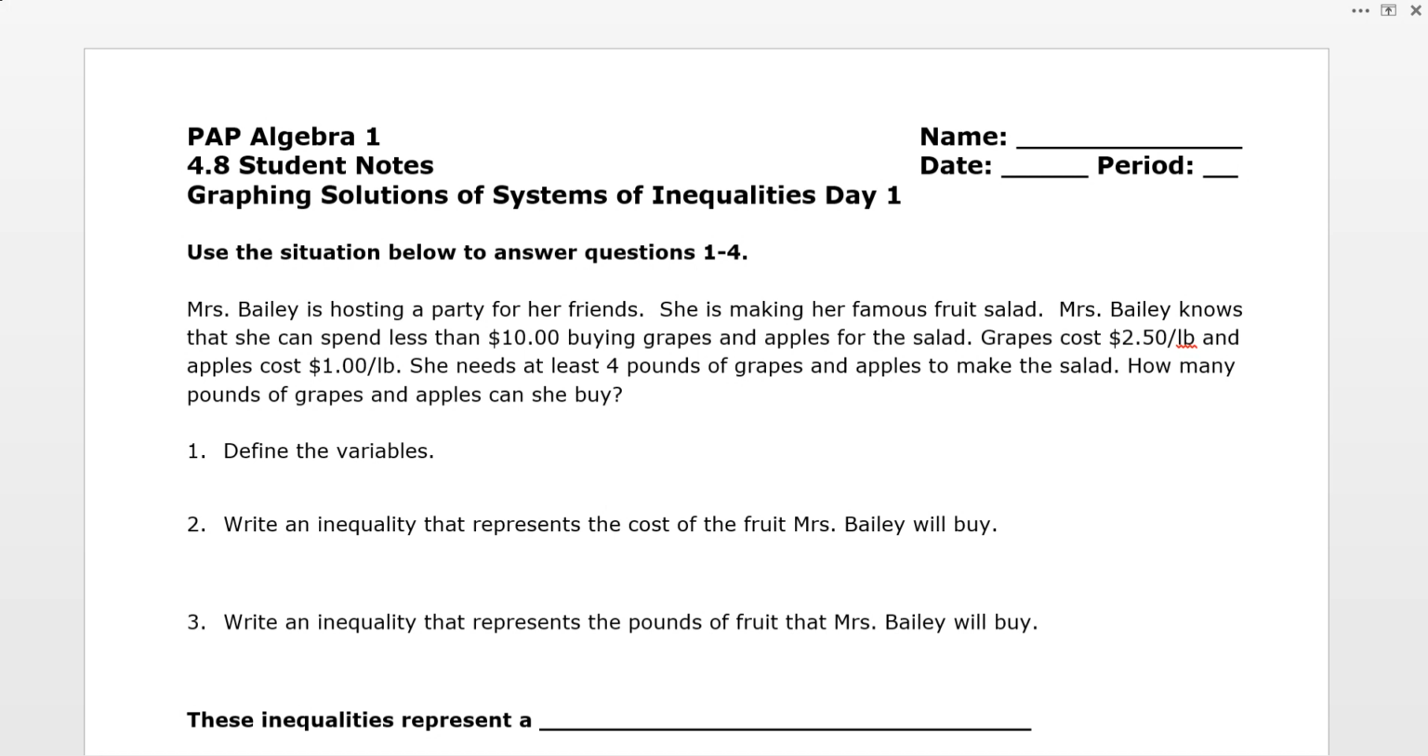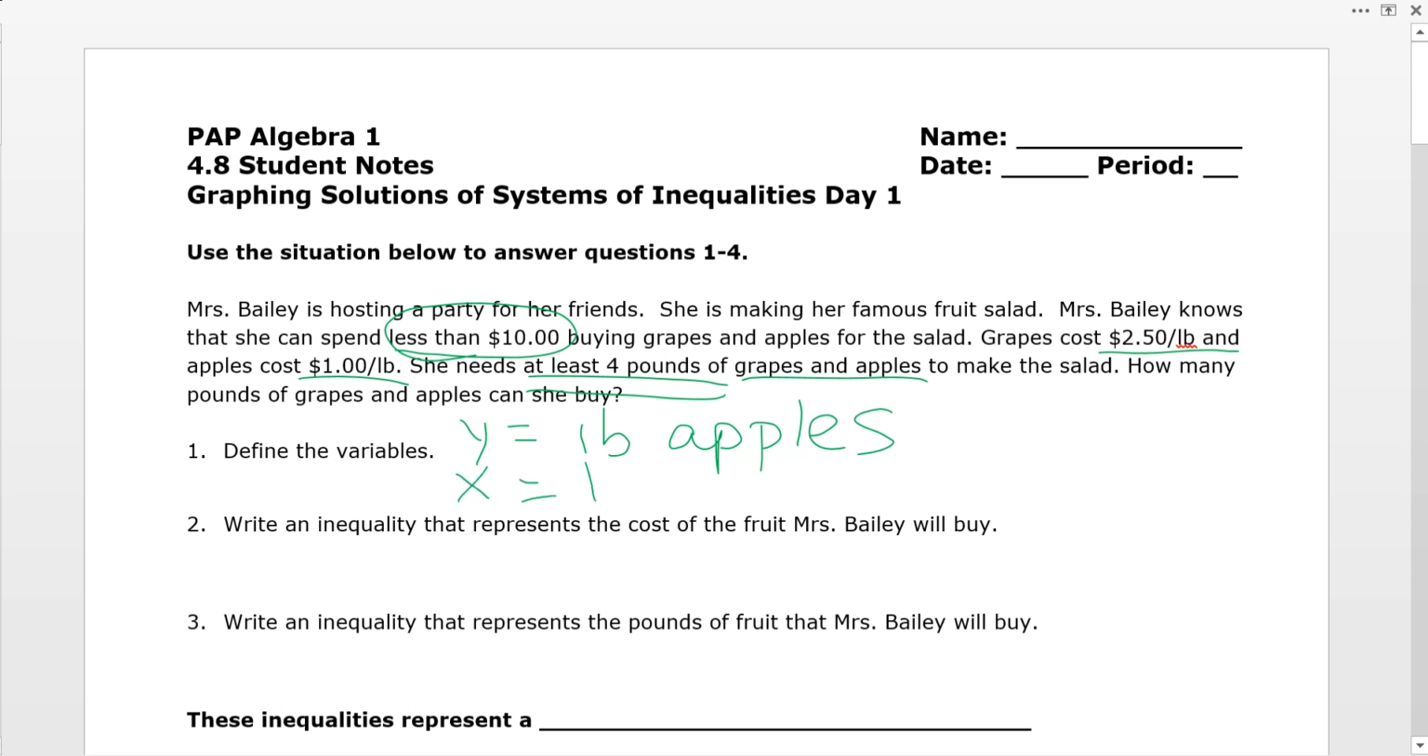Okay, so let's go to Miss Bailey's party and think about her fruit salad she's making. She's spending less than $10. And here's the cost of the grapes and apples. And she's buying at least 4 pounds of grapes and apples. So let's define our variables. I was looking at the graph below. It has apples on the y-axis, so let's say y equals pounds of apples. x equals pounds of grapes.